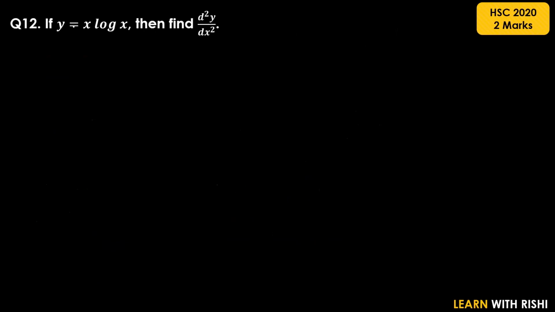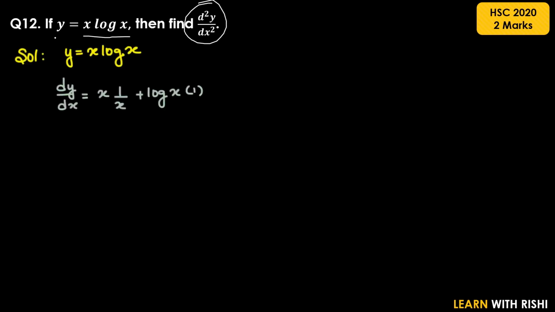Next question is, if y is equal to x log x, find d2y by dx2. Now we have moved to higher order derivatives. So first we will solve for dy by dx, then again we'll differentiate, then we'll get a second order derivative. So dy by dx, here you will apply UV rule. U into derivative of v, that is log x, is 1 upon x, plus log x into derivative of x is 1. So dy by dx is equal to 1 plus log x.